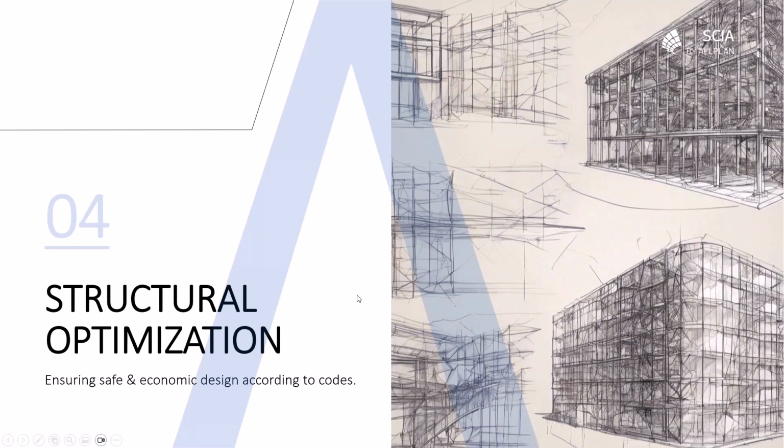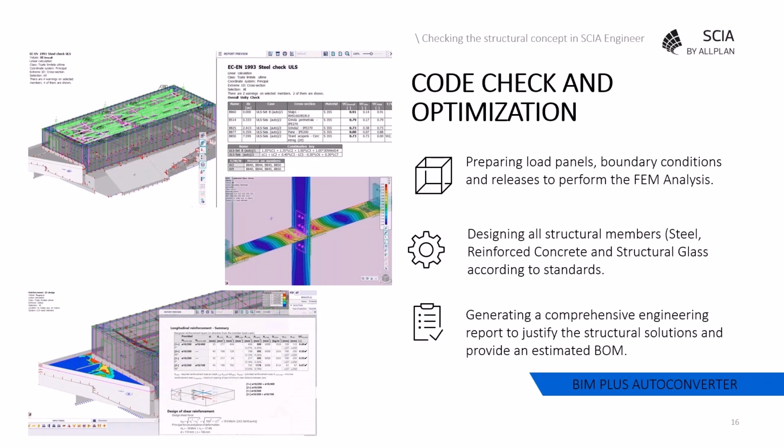And we'll continue. I'll continue now. So it's the structural optimization part to ensure safe and economic design according to codes. And here is a key feature of SCIA Engineer, the fact that it has probably the best Eurocode integration. And also it includes even more than the Eurocode. There are also US standards and also other European standards, in this case, the structural glass standard.